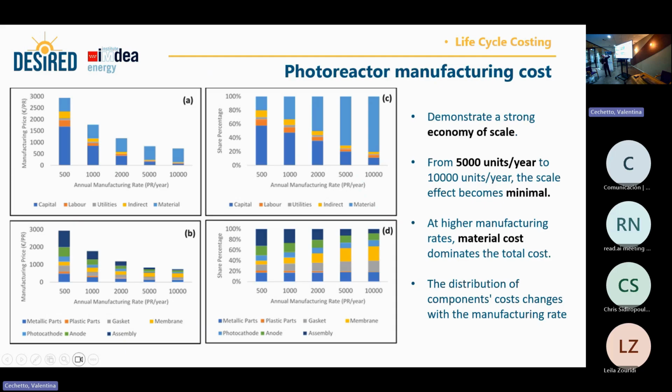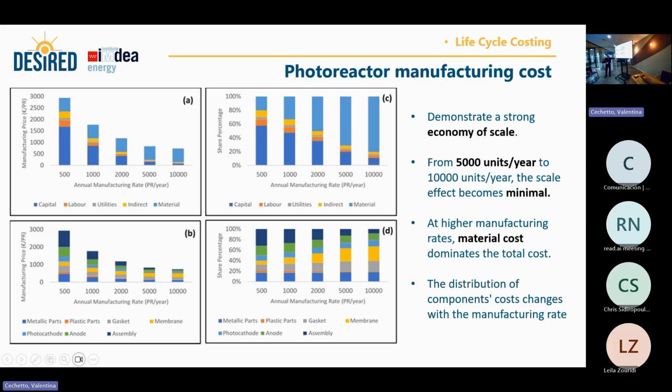The price is sharply reducing. For example, here you see that when we have a small scale of manufacturing for these photoelectrochemical reactors, the capital cost is the main contributor to the total cost of the reactor. But when you increase the annual manufacturing rate, the material cost will be the main contributor. So it's showing the economy of scale on this large scale manufacturing of the photoelectrochemical reactors.